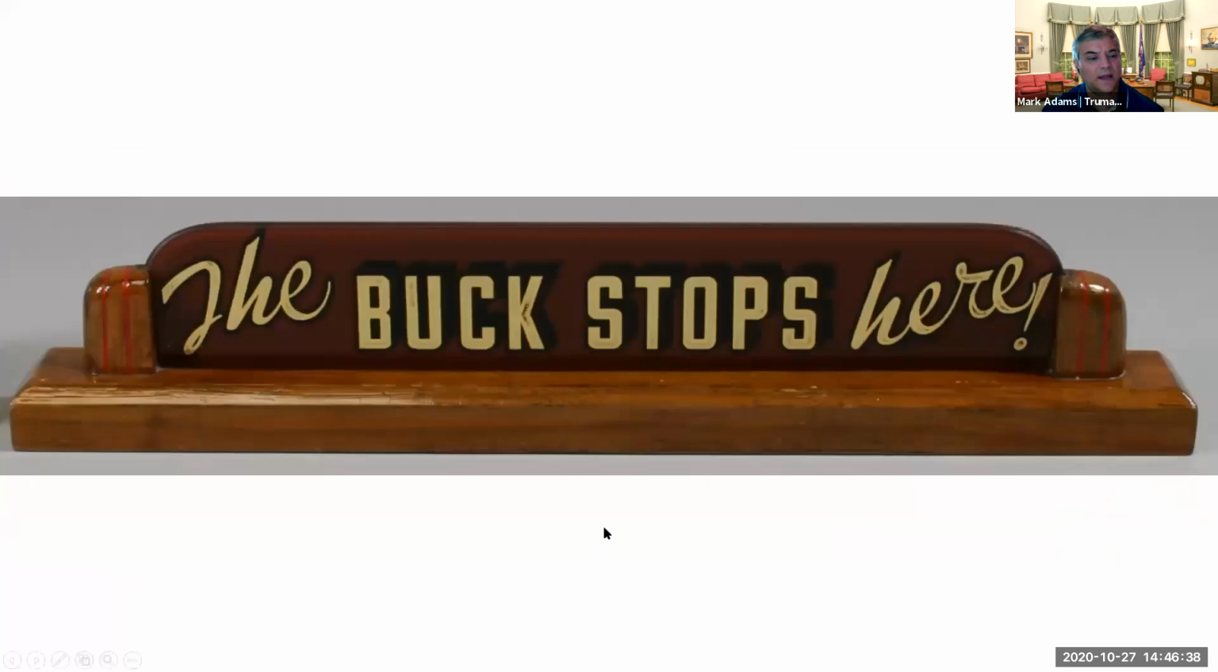And then the last item for our presentation today, probably the one that most people are familiar with, is this last item. What is this item? Simplest question for today. What is this item? It's the Buck Stops Here sign.